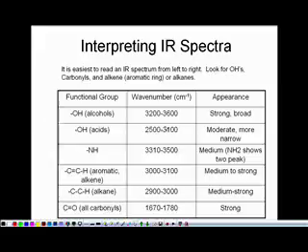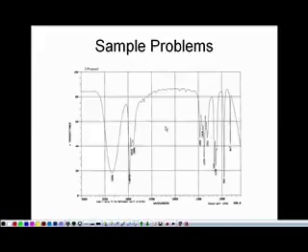You won't have to memorize this table on any quizzes or exams. I will give you this table, which means you just have to know how to interpret the spectrum. So when I look at a spectrum, like here's an example, when I look at this infrared spectrum, what do I see?